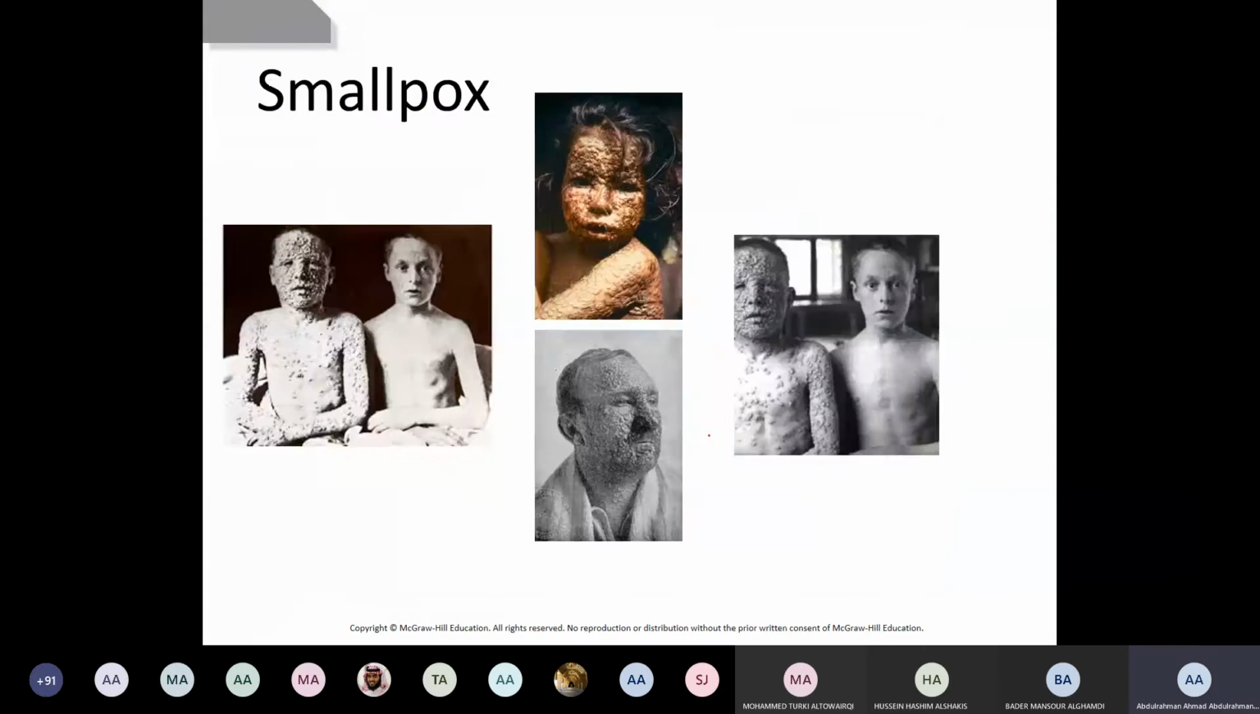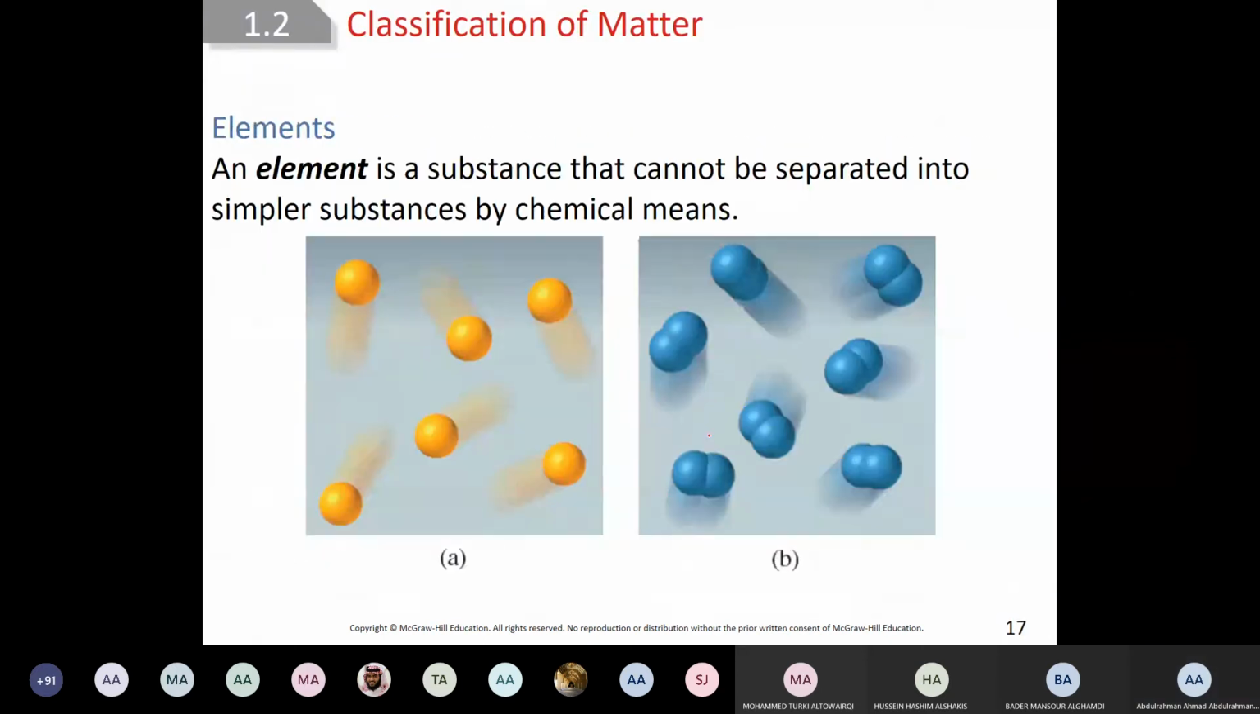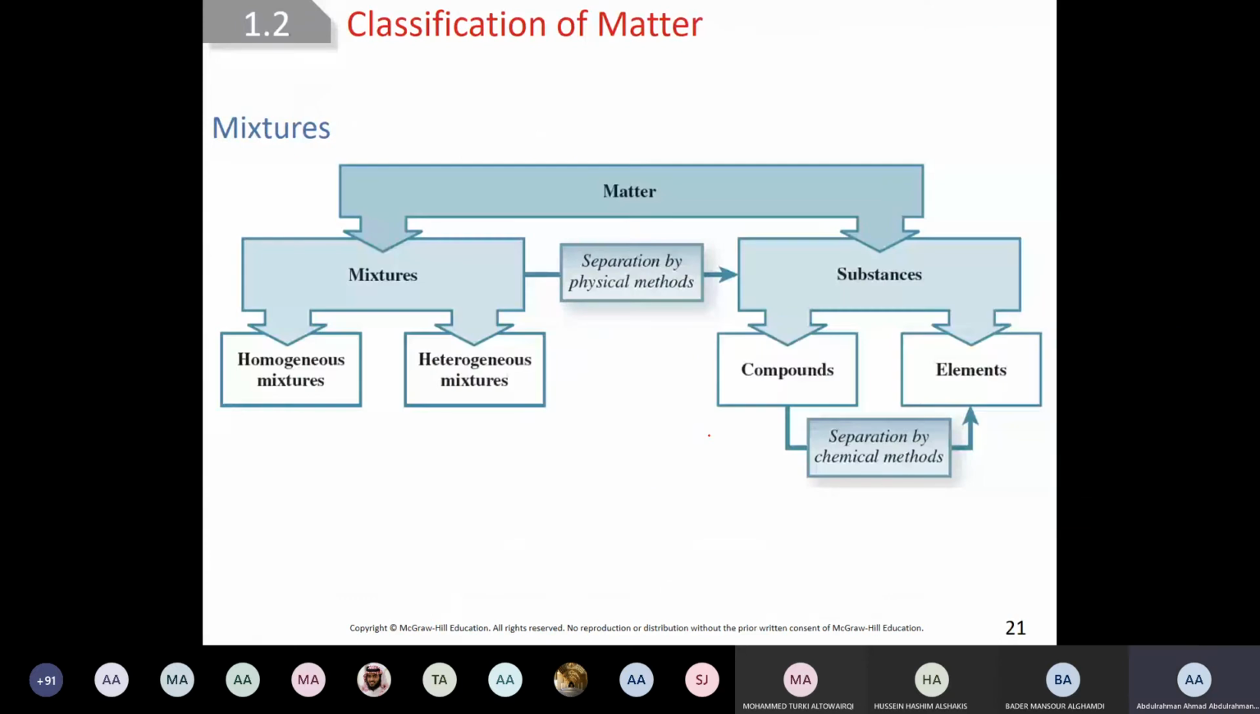Substance and mixture. All right, matter consists of substances. Okay, so we have matter, and matter consists of substance. This substance could be what? One element, we call it an element, or a compound.